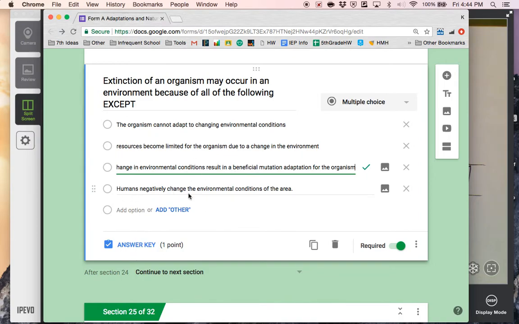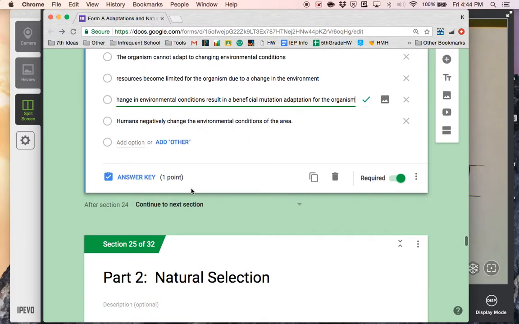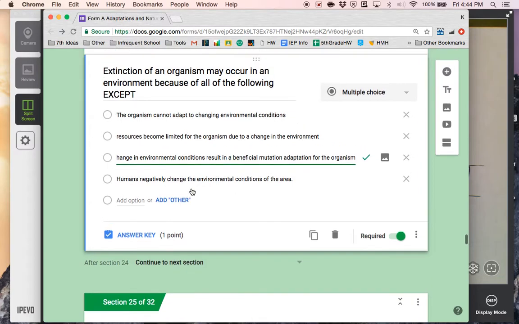Humans negatively change the environment. Yeah, if humans are messing with it, there's a good chance we go extinct. Hello, bison of North America. Almost going extinct. Or pangolin, how about that?